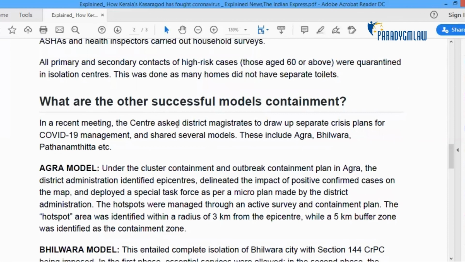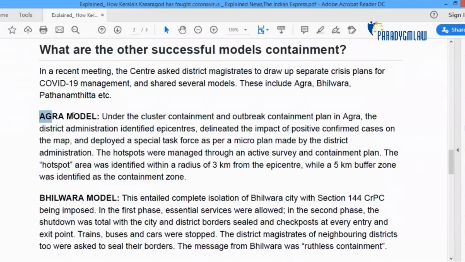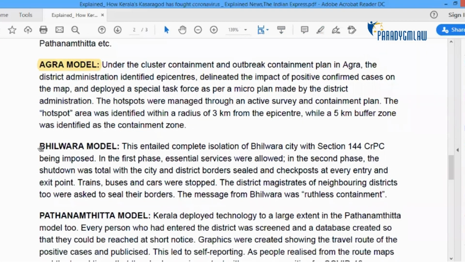The Centre asked district magistrates to draw up separate crisis plans for COVID-19 management, and they've shared several models. These include the Agra, Bhilwara, Pathanamthitta, etc. So let's look at a few of these models. Let's look at the Agra model first. And when you read something like that, you must always compare and contrast. You must compare this with the Kerala model and also look for contrasting features. And similarly for the Bhilwara model, let's read this quickly, please.